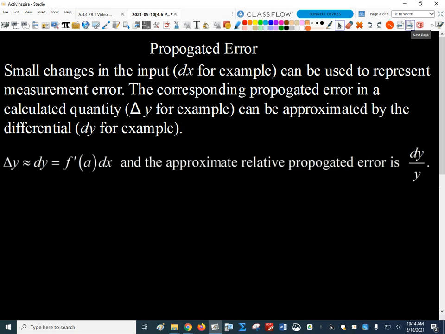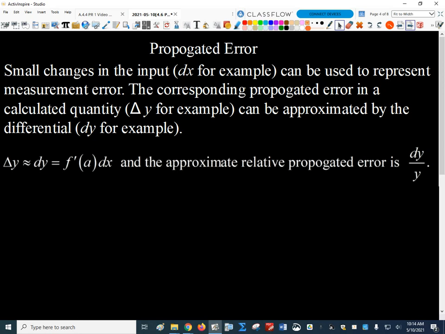So let's look now at another application. This is the same thing, but we're applying it differently. We know that when we're actually measuring things, there's going to be some measurement error, right? When we're measuring the length of a plate, we can only measure it so accurately. Maybe it's very accurately, but there's going to be some uncertainty there, okay?